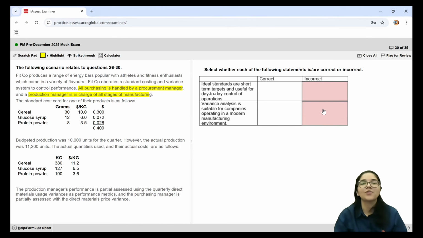With this, we come to an end to the section B of this paper. From the next video onwards, we will start solving the section C.